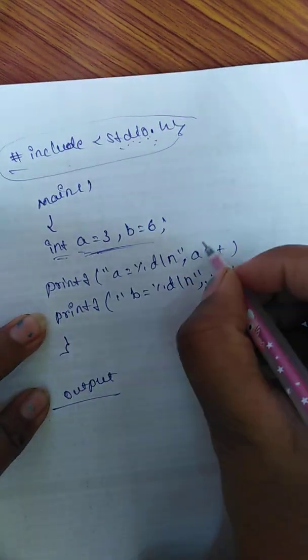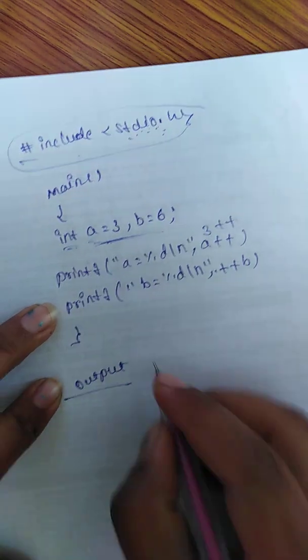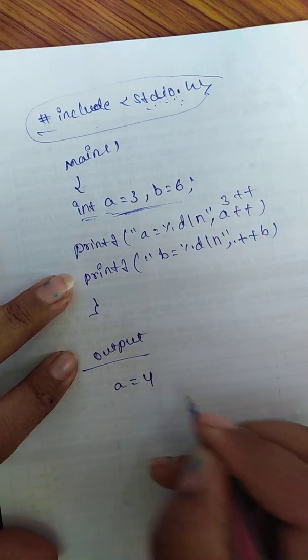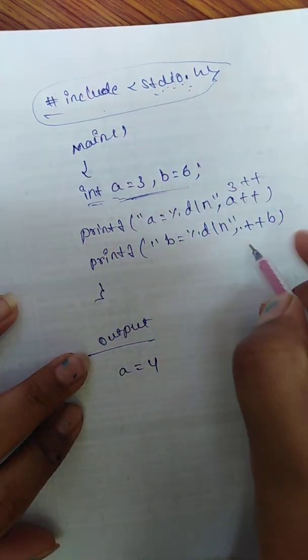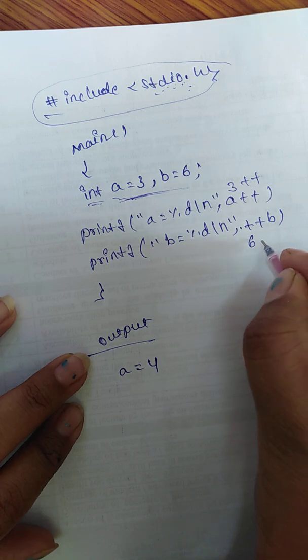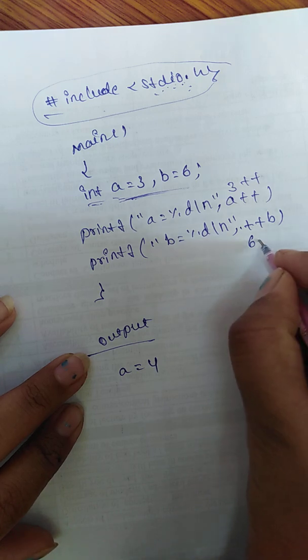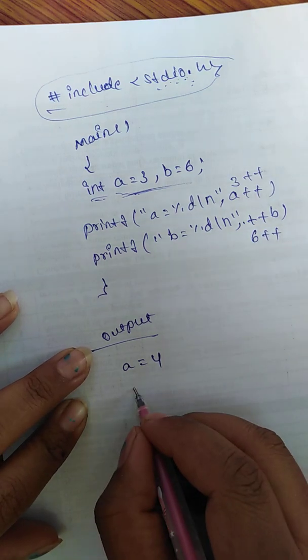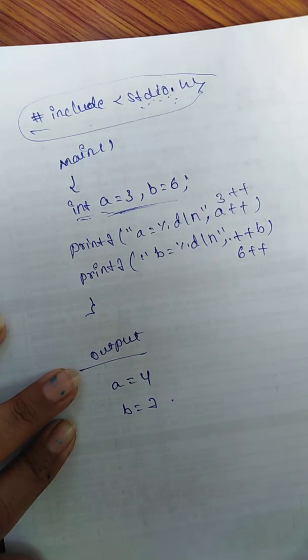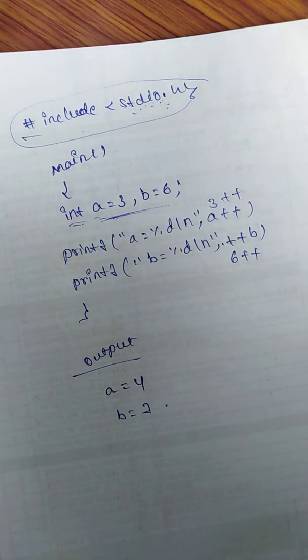Already a is equal to 3, so 3 plus plus means the output is a is equal to 4. Here our value is already 6, so plus plus means increment by 1, b is equal to 7. This is your C programming example.